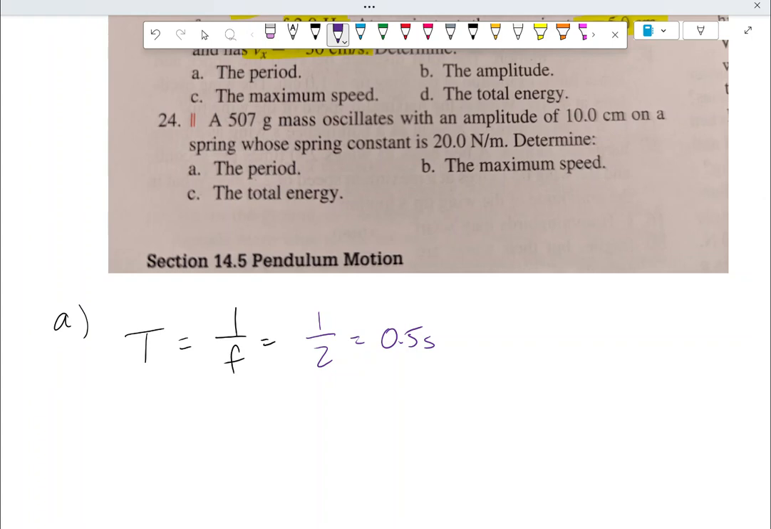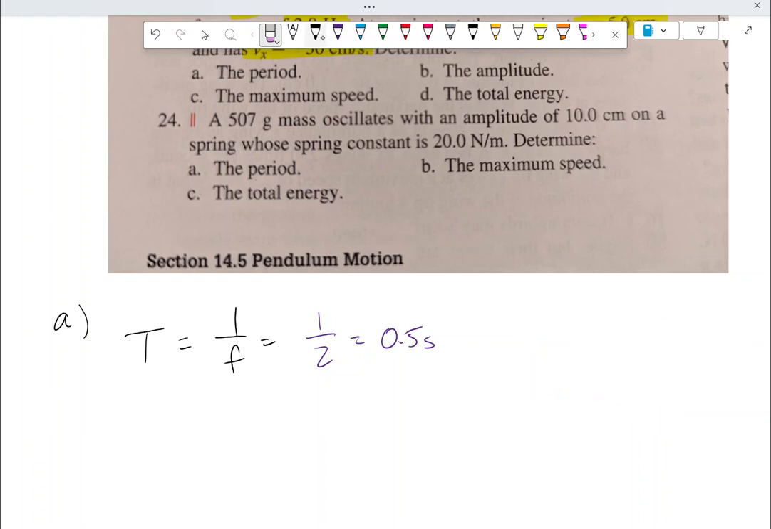So again, frequency is hertz, which is essentially the number of revolutions, or in this case, oscillations per second, and that's the inverse of the period, which is measured in seconds per oscillation. So they're just inverses of each other.